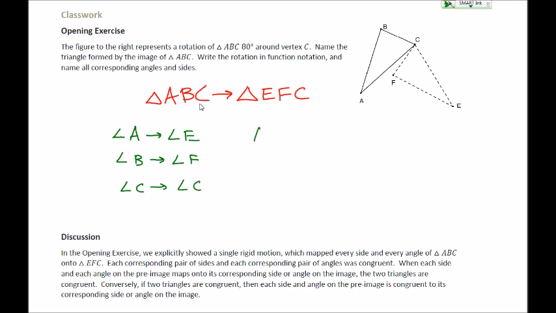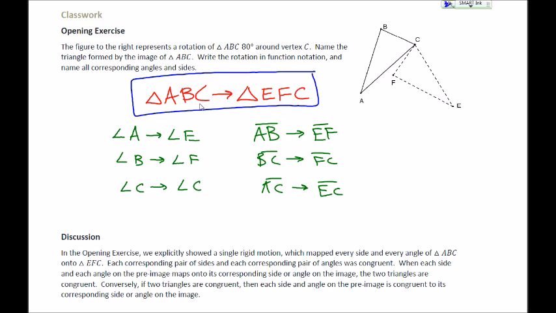For sides, I have segment AB corresponds with segment EF, BC corresponds with segment FC, and segment AC corresponds with segment EC. I can get these correspondence statements in 2 places. One is from the picture, but the other is from this correspondence statement. By looking at this statement, I know that AB will correspond with EF because they are the first 2 letters in the correspondence. I can also say BC corresponds with FC because they're the last 2 letters. And similarly, AC, the first and the third letters, will correspond with the first and the third letters of the second. So you can look at that from the correspondence statement.